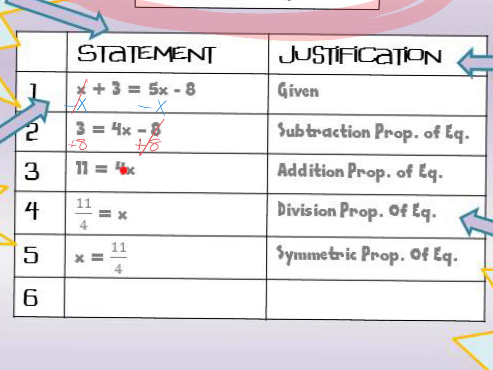Now, to get from here to here, we're dividing by that 4. So that's our division property, is what allowed us to go from here to here. And then finally, they flipped it around, and they just put x equals 11 over 4. So when you flip something, that's called your symmetric property. That just flips what order the equation is in.